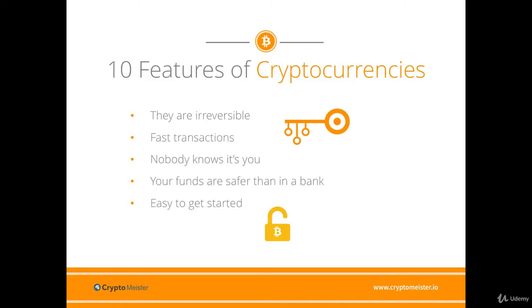Transactions happen very quickly, within minutes, so no need to wait for days or even hours. So no matter where you are in the world, no matter how close or how far away you are from the person you're sending cryptocurrency to, these transactions happen in minutes. Fast transactions combined with the irreversibility means that you need to pay really close attention to what you are doing.